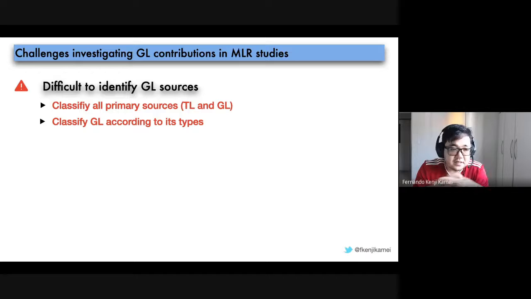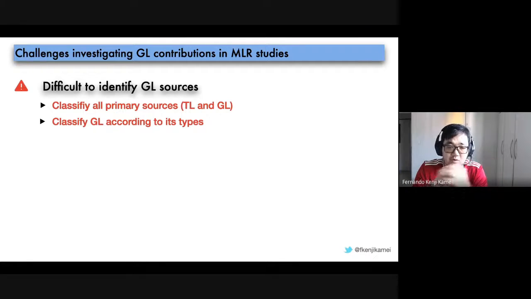With this study, we identified some challenges investigating gray literature contributions in the 9 studies investigated. We proposed a set of recommendations to deal with each challenge. The first challenge is related to the difficulty to identify and classify gray literature sources included in the multivocal studies.